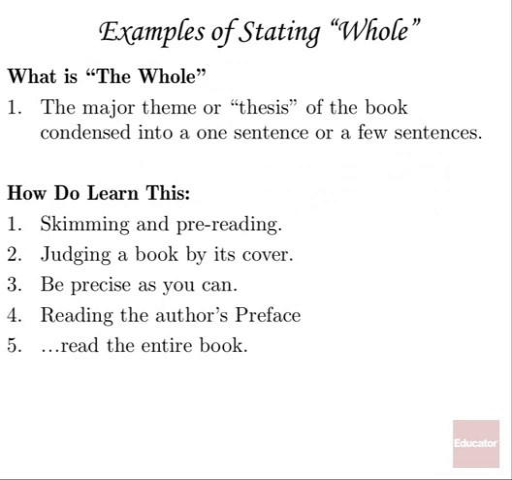So, how do we understand what the whole is? Just think of it as a major theme or thesis of the entire book condensed in one or a few sentences. Like I said, if you're really good, you can get it down to one. But there are many books that just can't be stated in one simple thesis. There's a reason why I did not choose Structure of Scientific Revolutions for my example here.